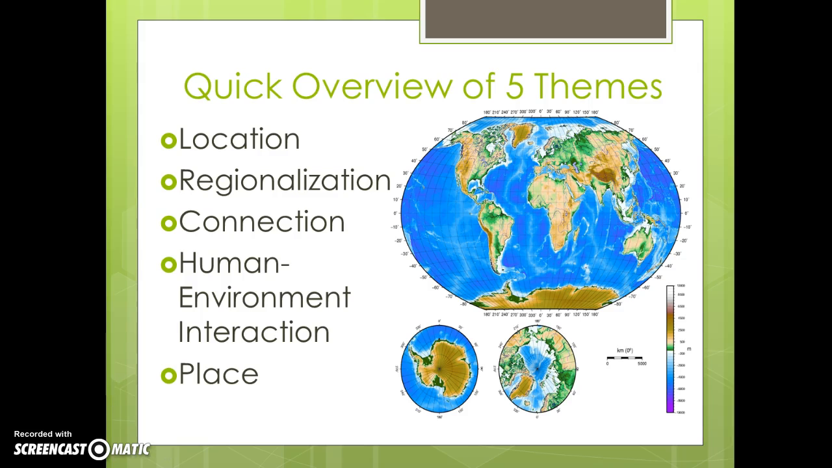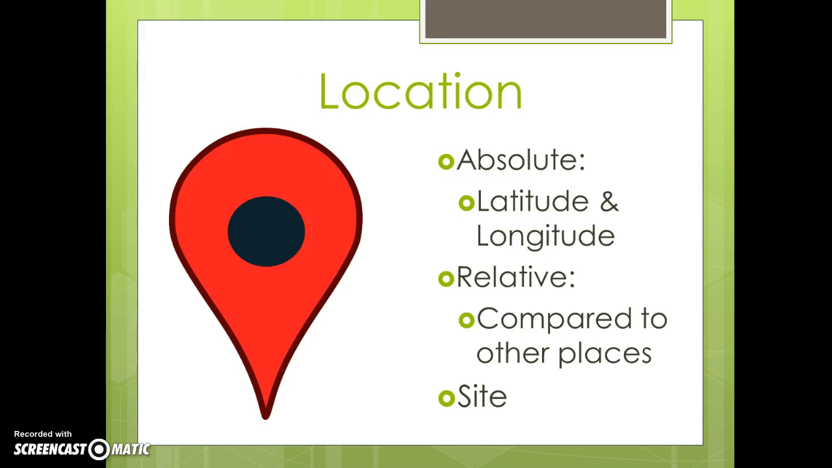What they are, literally, is location, regionalization, connection, human environment interaction, and place. Sometimes we call them slightly different things, but those are the key ideas. So when we talk about location, we split it into 2 major ideas: absolute location and relative location.